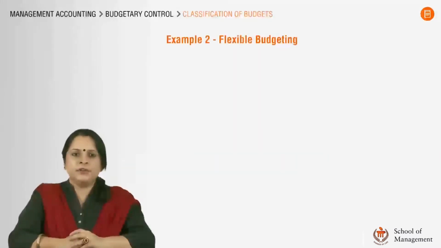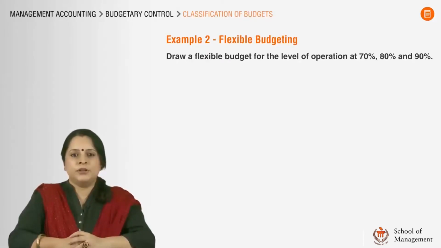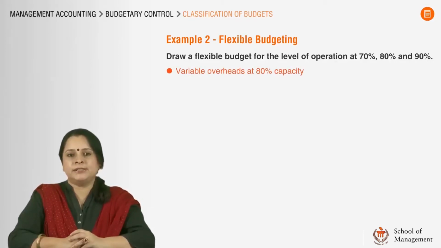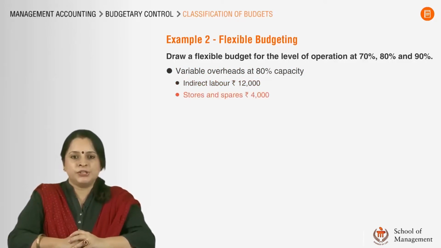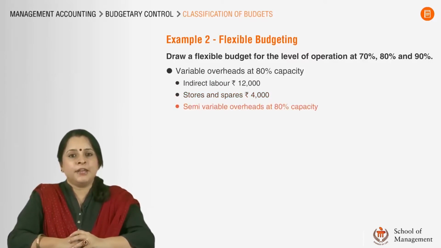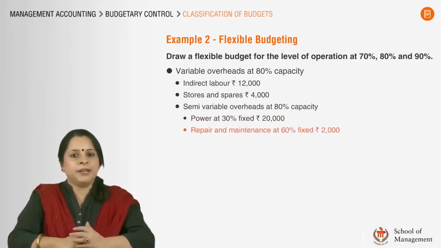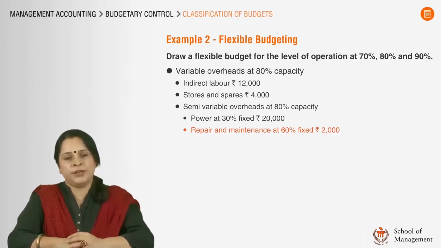Moving on to the next example, we have to draw up a flexible budget for the following levels of operation: 70%, 80% and 90%. Information given in the problem is variable overheads at 80% capacity are indirect labor of 12,000 rupees, stores and spares rupees 4,000, semi-variable overheads at 80% capacity are power rupees 20,000, power charges are 30% fixed and 70% variable. Repairs and maintenance cost rupees 2,000, repairs and maintenance cost is 60% fixed and 40% variable.